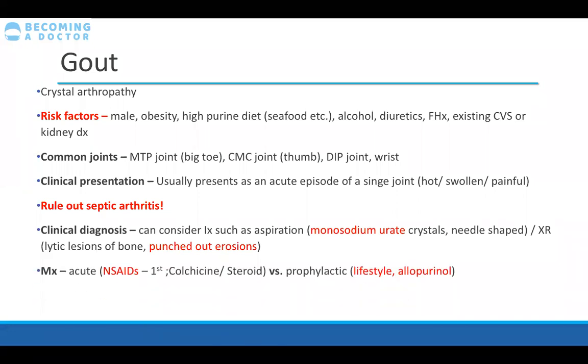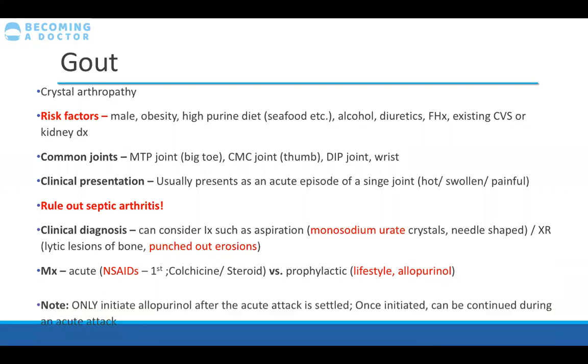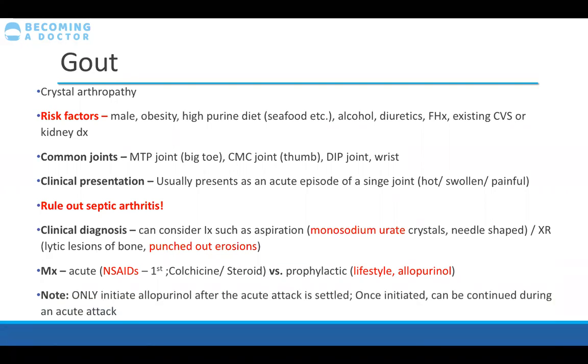And in terms of management, you guys did really well. So for an acute episode, NSAIDs are the first choice, and then you can consider the others. For prophylaxis, lifestyle advice is quite important. If they're obese, you want to advise them on weight loss. You want to give them advice about their diet and alcohol. And again, allopurinol can be initiated once an acute attack has settled.